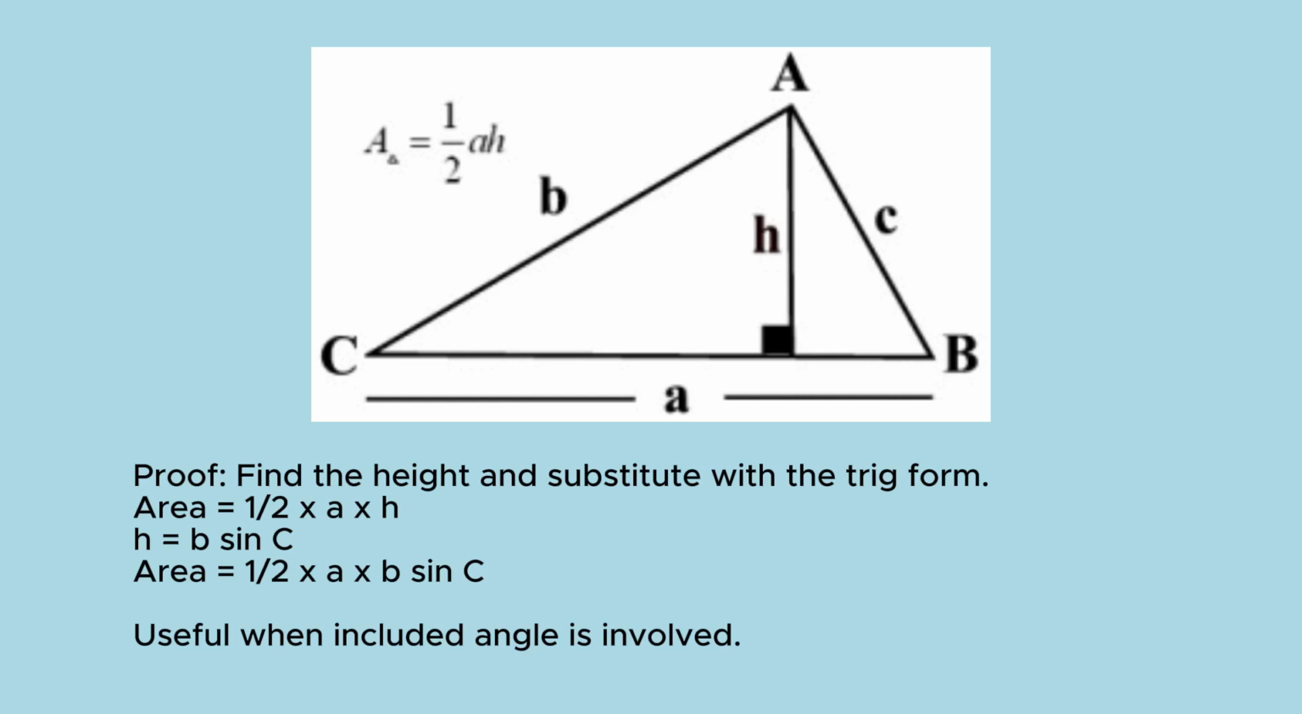So you substitute height with the trig form. For example, area equals half times a times h, where h equals b times sine uppercase C. Then the area you will get is half times a times b sine uppercase C. So this is useful when an included angle is involved. And if you think that finding height is too tedious or tiresome, then you can use this formula and find the area of the triangle.